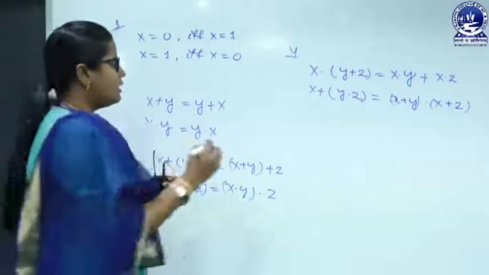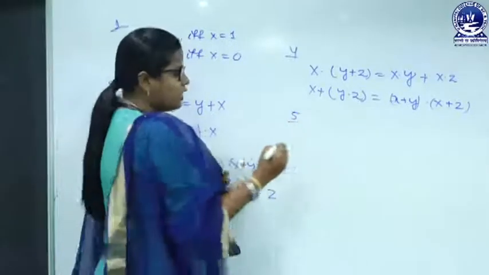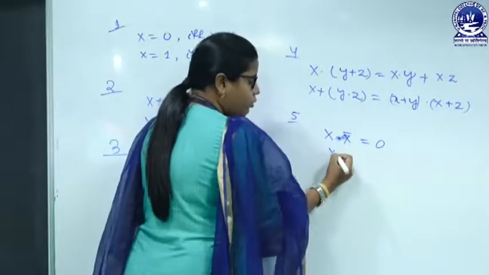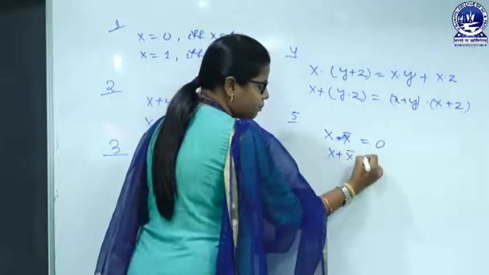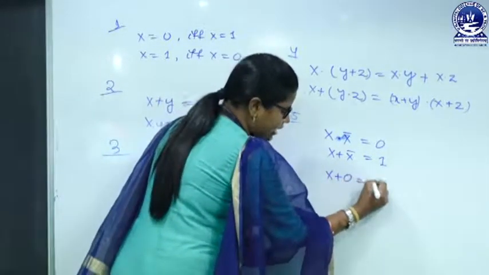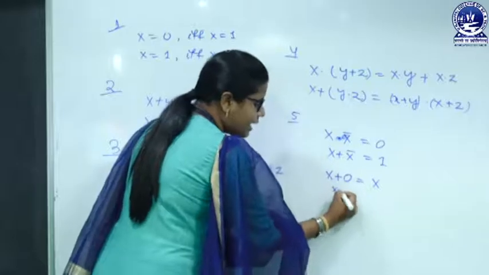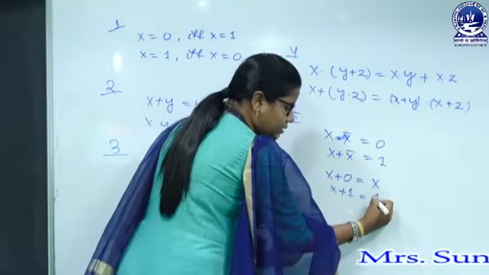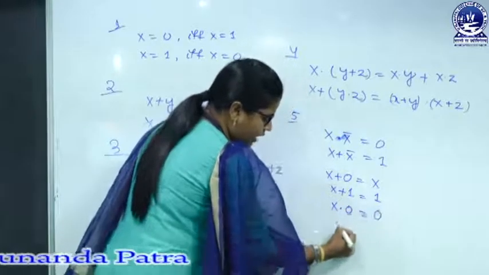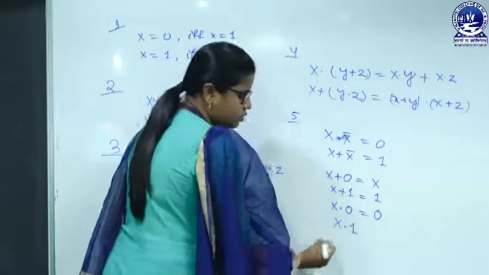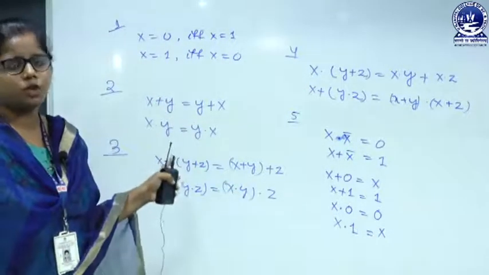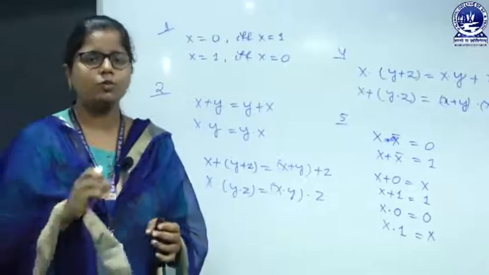And the last postulate, that is the fifth postulate, is the complement postulate. It says x dot x bar equals 0, and x plus x complement equals 1. And when we add x with 0 the answer is x, and when we add x with 1 the answer is 1. When we multiply x into 0 the answer is 0, and when we multiply x into 1 the answer is x. So these are the basic axioms of Boolean algebra. We don't need to prove these laws.